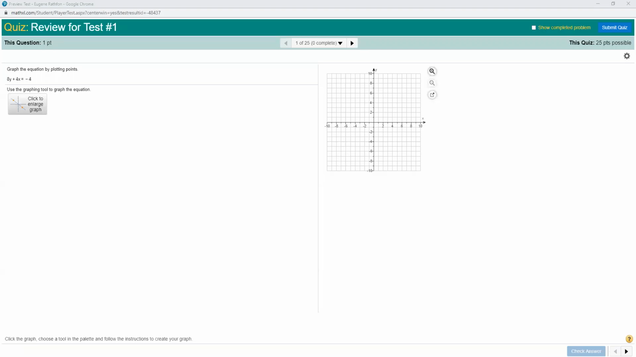All right, y'all, so this one wants me to graph this, so I'm going to write this problem down real quick. 8y plus 4x equals -4. And it wants me to plot it by points, so we'll work this out real quick, and then we'll come back and put our answer in.